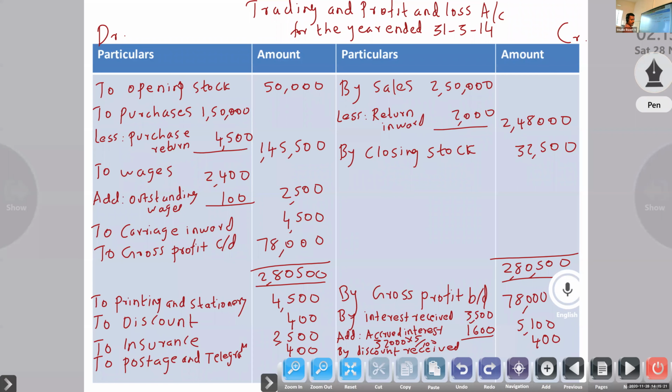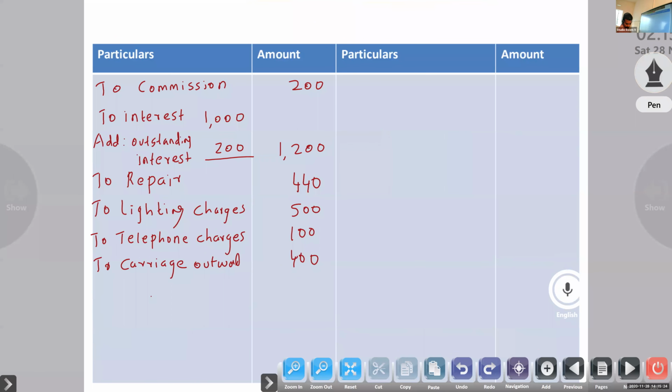Then we will write bad debt, to bad debt 1000. Why are we writing it last? Because each item you will get a mark. Suppose if you spend more time on bad debt, your marks will go. That's why you write bad debt last. 1500, add further bad debt, it is given 1000.